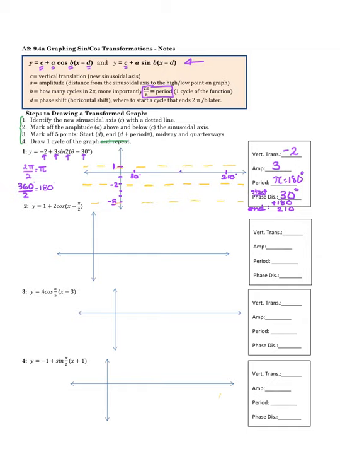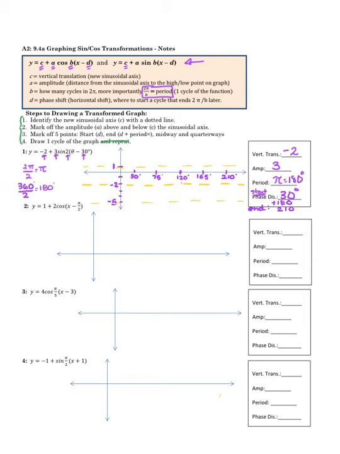Half of that is 120. So that would be my midway point. 30 plus 120 is 150. Half of that is 75. Notice that each little segment is going to be a distance of 45 degrees now. 120 plus 45 degrees is 165.